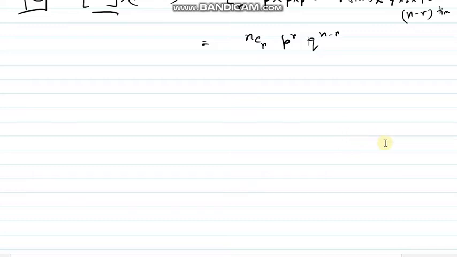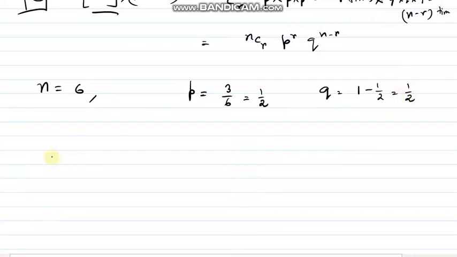Now suppose I am giving you one example. A die is thrown 6 times. So my n here is 6, right? If getting an odd number is a success, what is the probability of getting an odd number in a single throw of a die? We have 1, 3, 5, three odd numbers, so that is 3 divided by 6, which equals half. So what is the probability of failure? That is 1 minus half, which equals half, right?